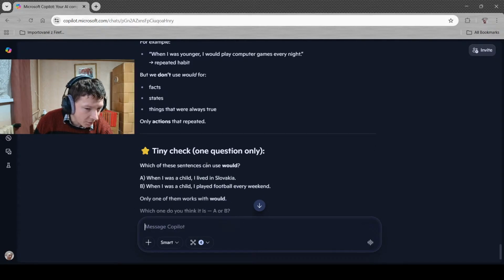Tiny check, one question only. Which of these sentences can use would? A: When I was a child, I lived in Slovakia. B: When I was a child, I played football every weekend. B.